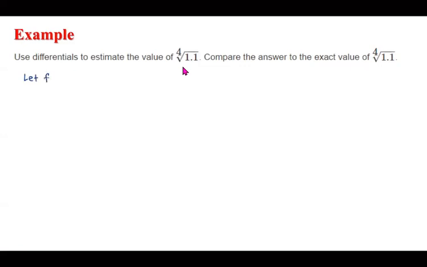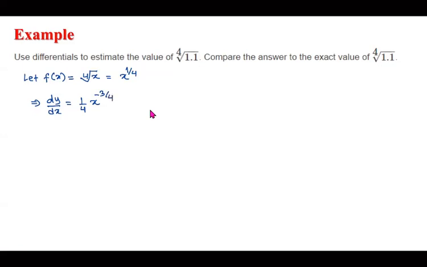So let's take a function f of x equal to the fourth root of x. F of x equal to fourth root of x, which is same as x raised to 1/4. Then find the derivative dy over dx. The derivative would be, if you use the power rule, 1/4 will come in front and we reduce the power by 1. So negative 3/4.